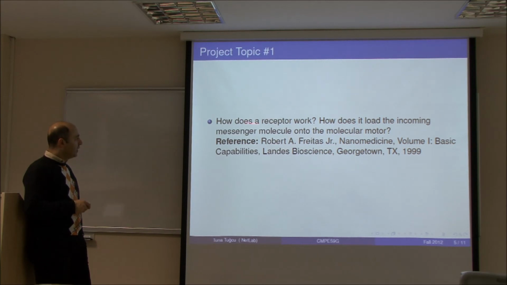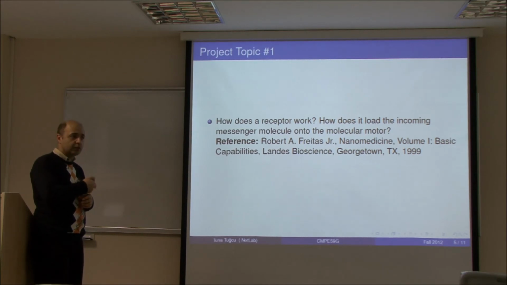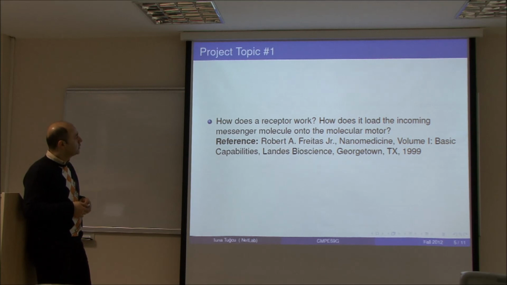So, one is, how does a receptor work? How does it load the incoming messenger molecule onto the molecular motor? Like you receive an incoming messenger molecule from the environment. It comes at the receptor. How does the receptor take that molecule and put the information on the molecular motor to send it to the center of the cell? Okay? So here's a reference. You may start with this, but if you don't prefer this one, you may come up with your 3 or more references if you wish. Depends on you. This is just a starting point for you.